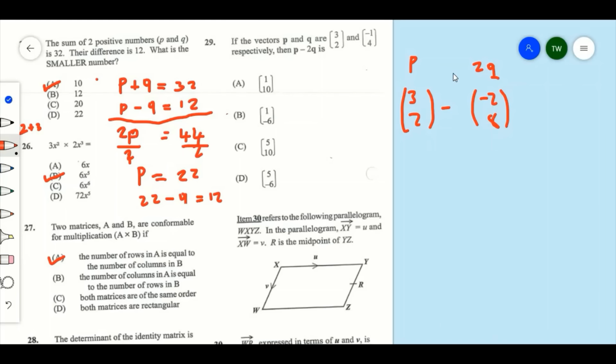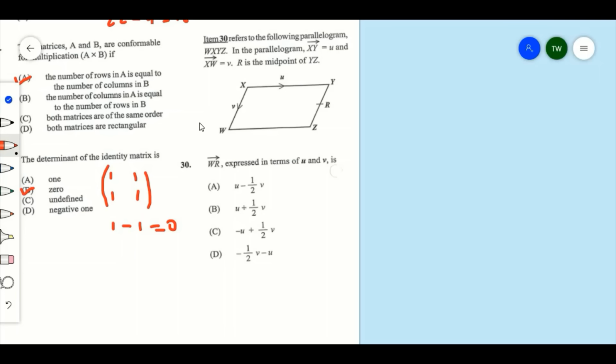Now we are subtracting both vectors. So it's going to be 3 minus -2. That's going to give us +5. And 2 minus 8, that's going to give us -6. So our answer is going to be D.